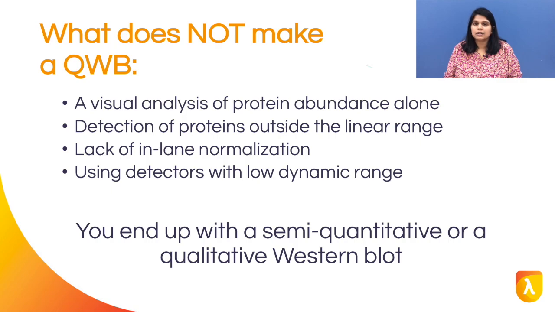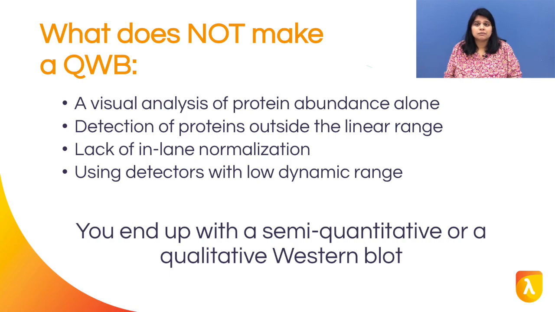A simple visual analysis of protein abundance without any mathematical measurements. A lack of appropriate controls, which help optimize and validate your reagents. Detection of proteins outside the linear range, thereby misrepresenting protein abundance. Lack of in-lane normalization to correct for variability.